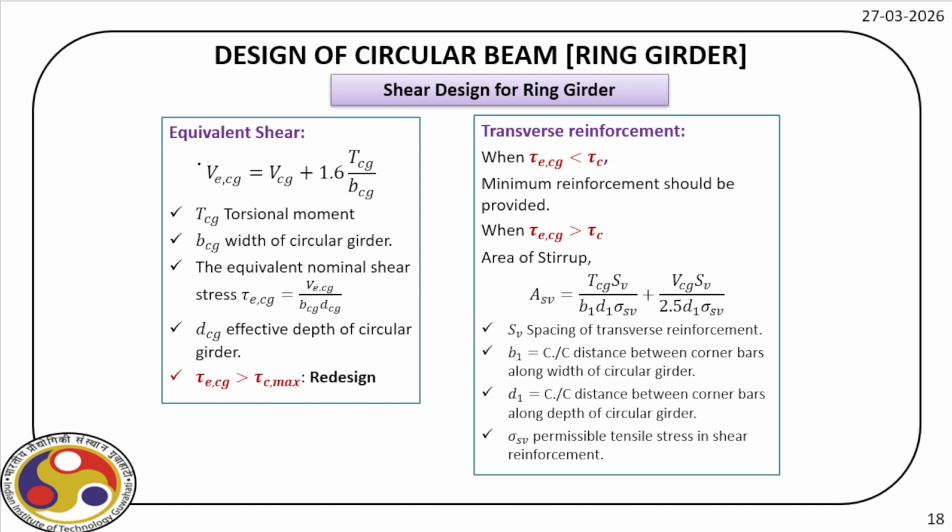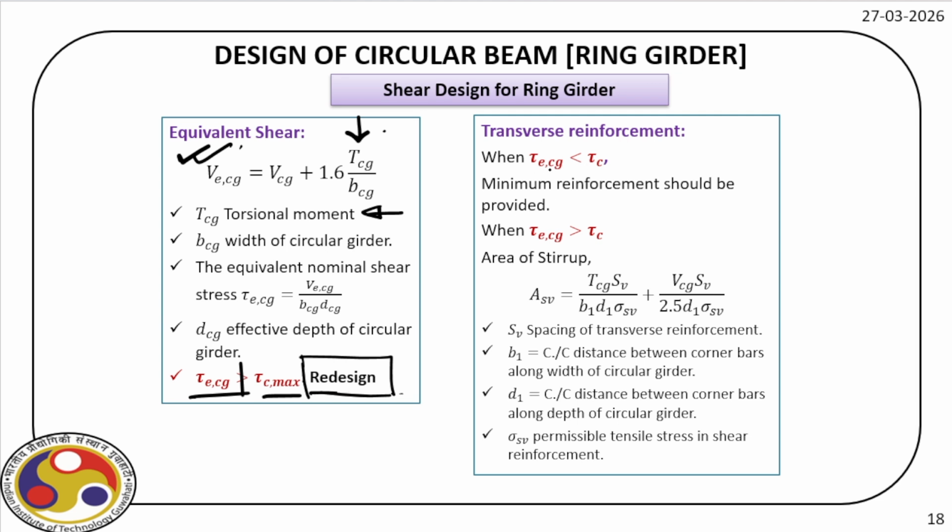For shear, we have this expression, where again TCG is the torsional moment. So this is the additional component coming due to torsion. And of course, if this condition is satisfied, then we have to redesign the geometry, redesign the intersection. If it is not, then obviously we don't need to redesign. We can carry on with the existing design.